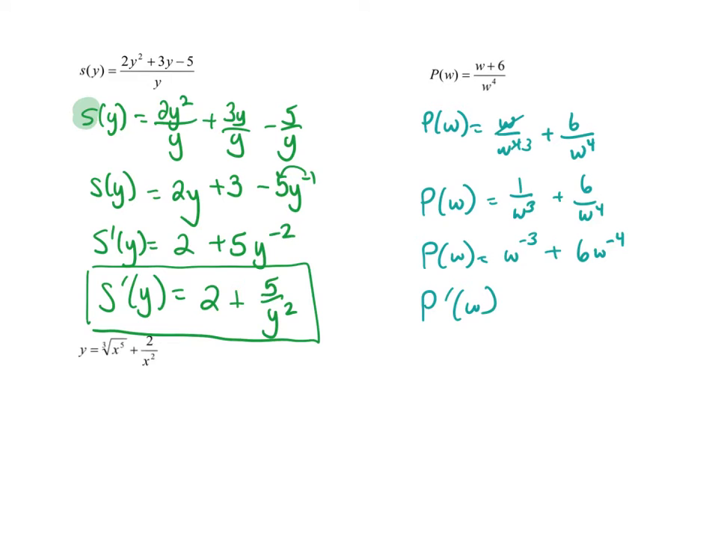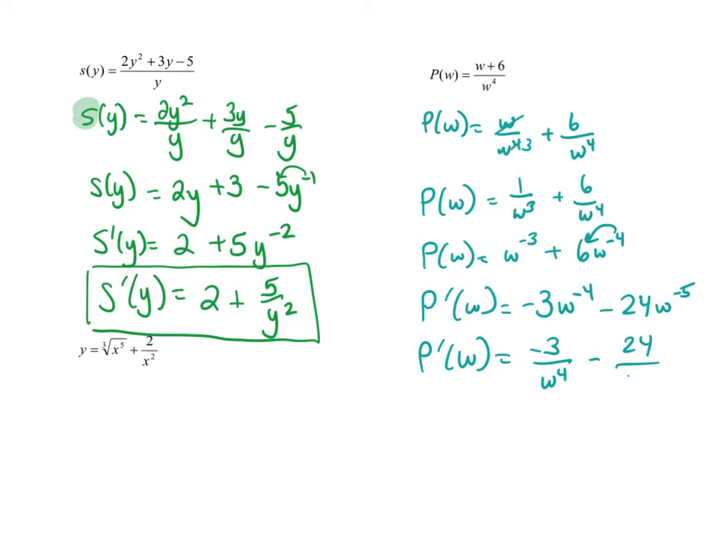So now I'm ready to take my derivative because I have it in the right form. So this is going to be negative 3, bringing that down, w to the minus 4, because minus 3 minus 1 is minus 4. Minus 24, because I'm multiplying that to the 6, w to the minus 5. So p prime of w is negative 3 over w to the 4th minus 24 over w to the 5th.